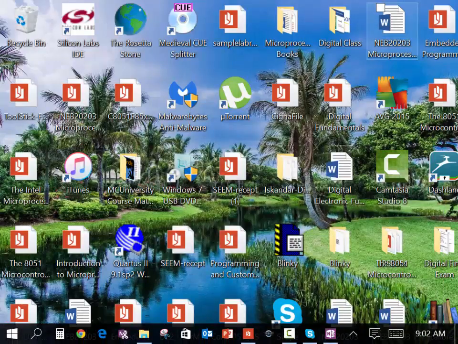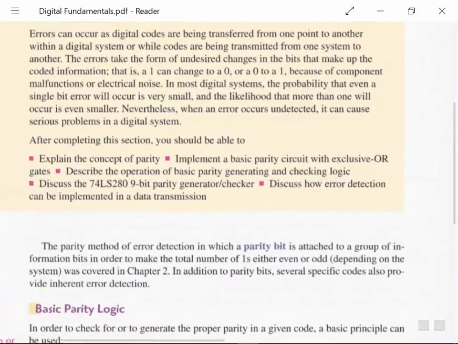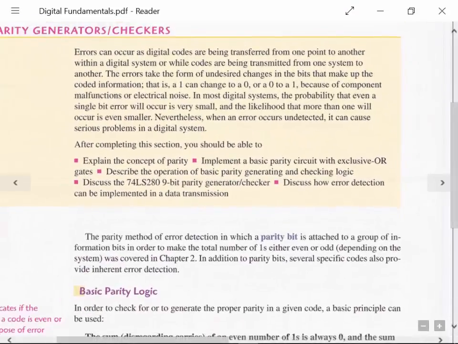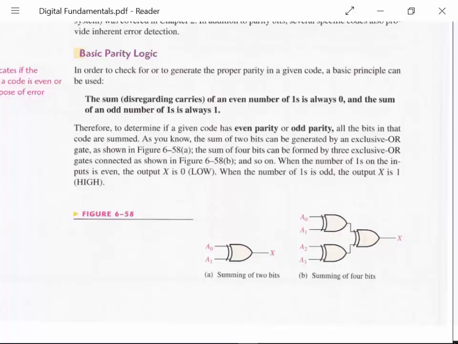As we look at our parity bit here, I don't necessarily want to read this, but basically it says errors occur as digital signal codes are transferred or stored. I'm going to add the note that they're stored. The concept of parity is basically that the sum of an even number of ones is always 0, and an odd number is always 1. That's the general principle: you have either even or odd parity, and you force the parity bit. The exclusive OR is normally the way that you would determine if you have odd parity.